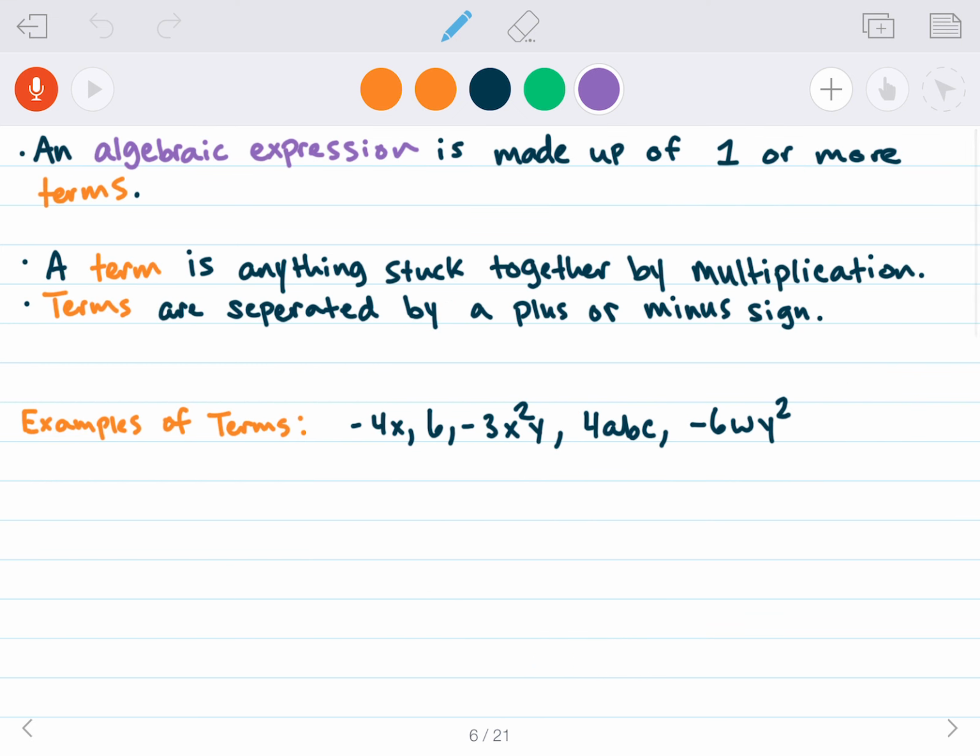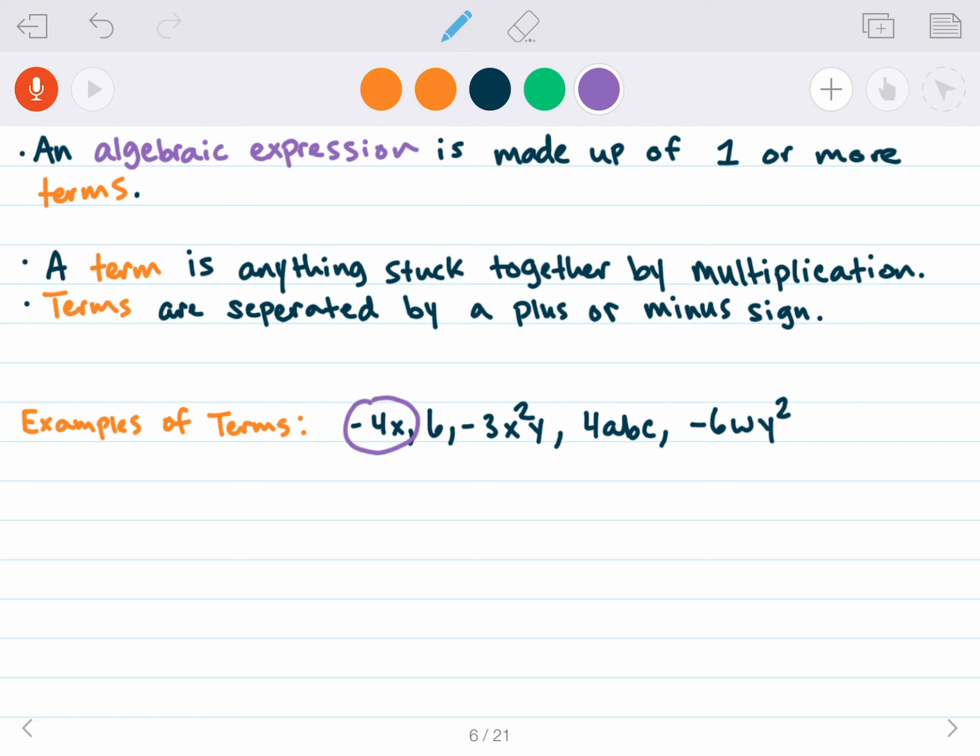Okay? All right, so another vocabulary word. An algebraic expression is made up of one or more terms. So simply put, a term is just anything that's stuck together with multiplication. Terms are separated by a plus or minus sign. So some examples of terms, we have negative 4x.